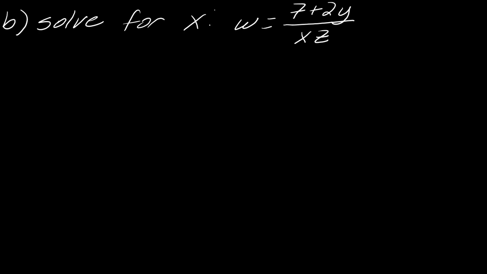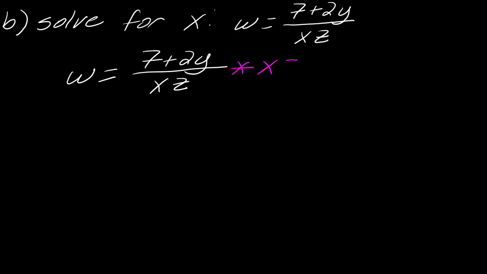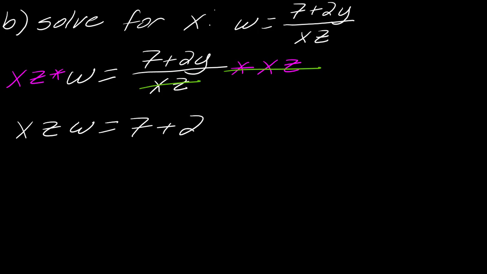So for this first one, I'm still going to do the same thing, right? First I'm going to multiply both sides by the denominator. So let me give myself a little room here. Like I said, first things first, I want to multiply both sides by this denominator. So I multiply this times xz, I'm going to multiply this side times xz, and then that will cancel this part out entirely. So now what am I left with? I'm left with xzw equals z plus 2y.